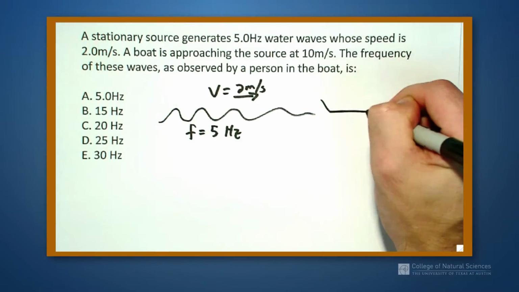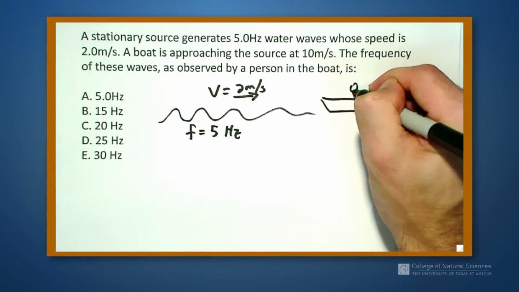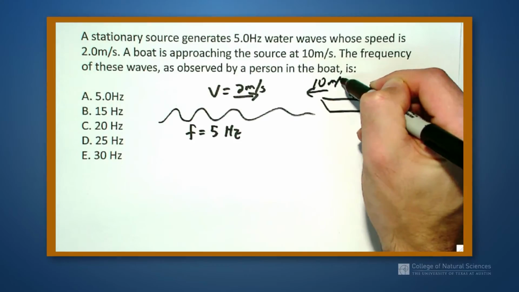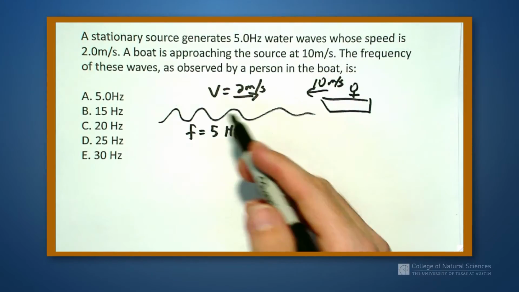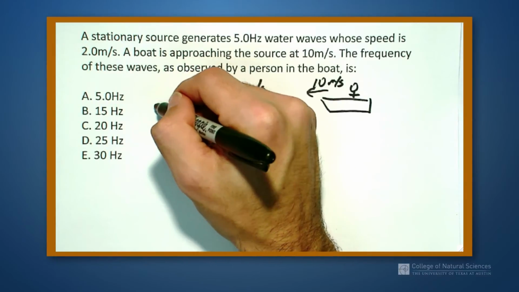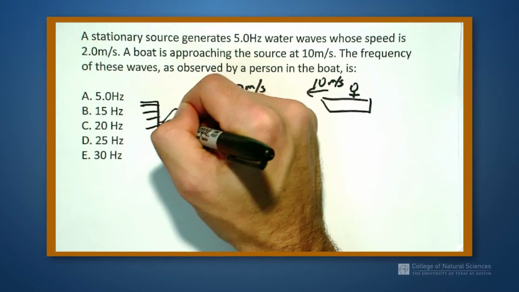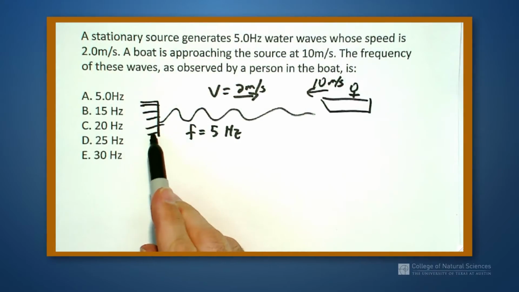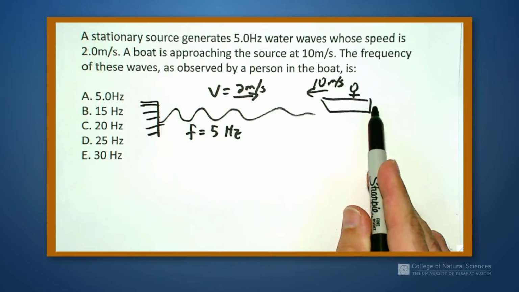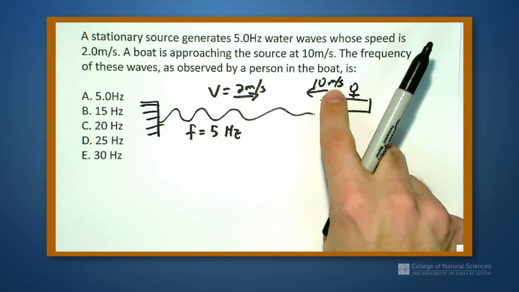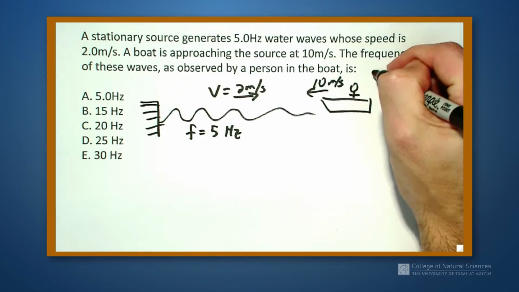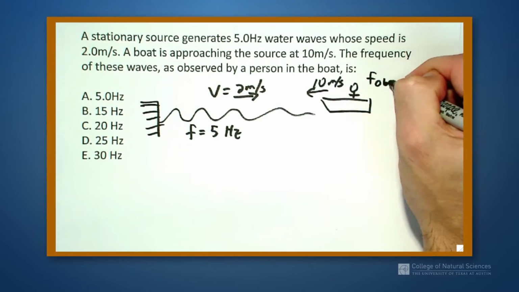We have a boat that comes in. We're going to be a little observer in the boat, moving at 10 meters per second towards our source. We have a little wave machine down here. I don't know what I'm going to draw for my wave machine, but that's my wave machine, producing these waves. They leave at 2 meters per second. I'm traveling in a boat going towards the wave machine at 10 meters per second. And I want to know what's the frequency that I observe, my observed frequency.